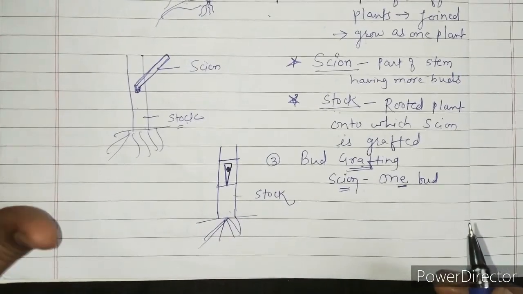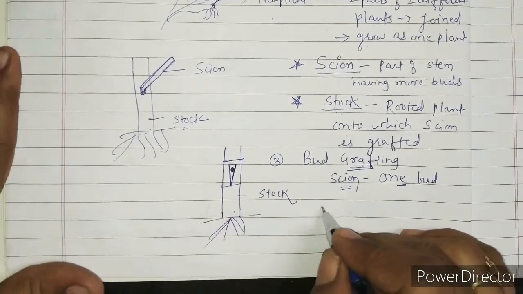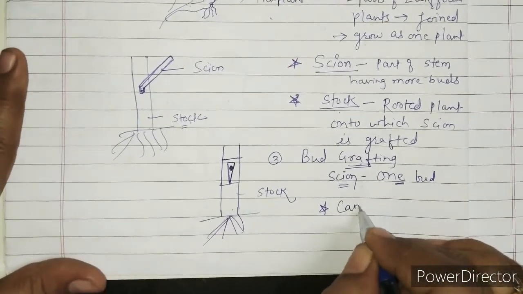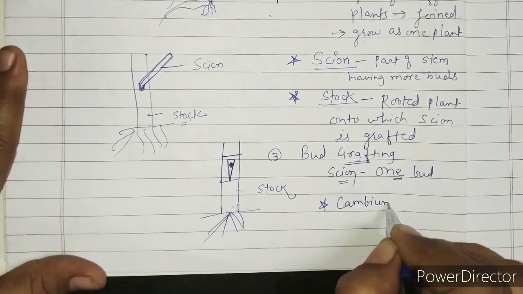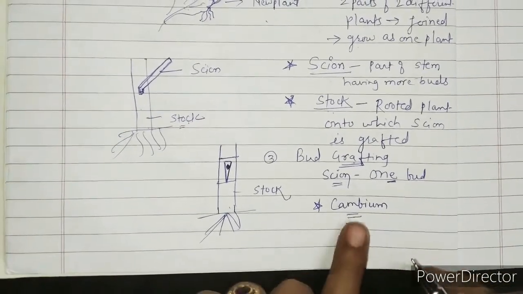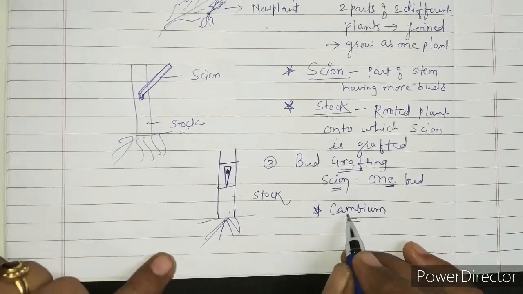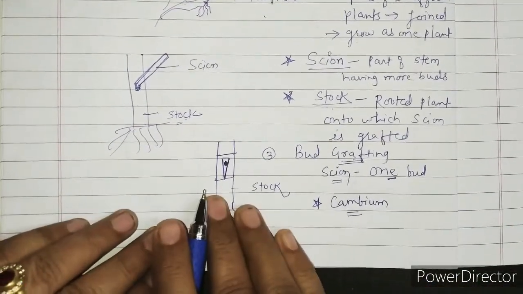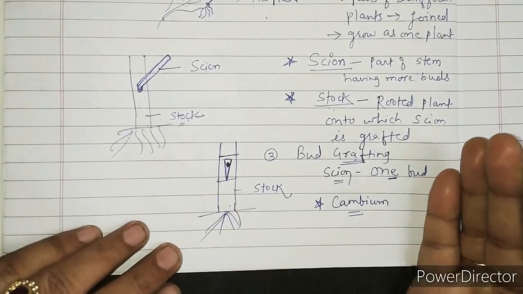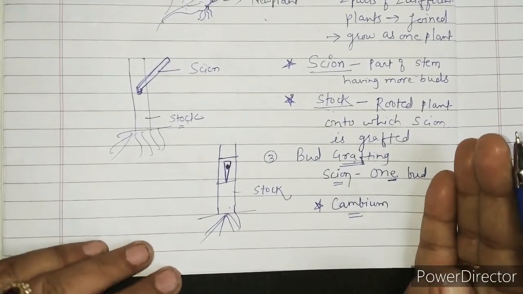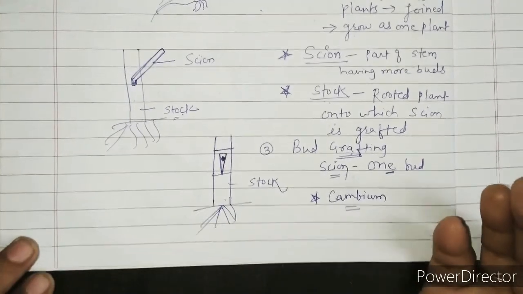Actually in grafting, the cambium tissue plays an important role. The cambium tissue present in the stalk and scion gets fused. That's why the new plant is produced. It shows the combination of the characters.